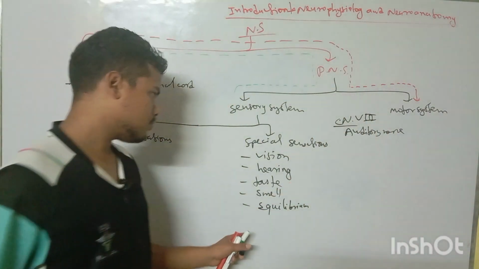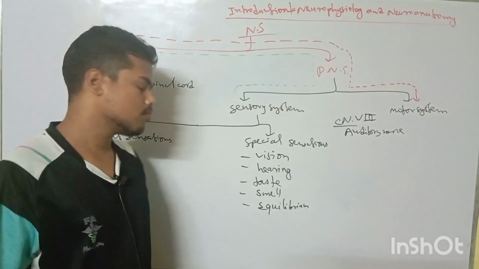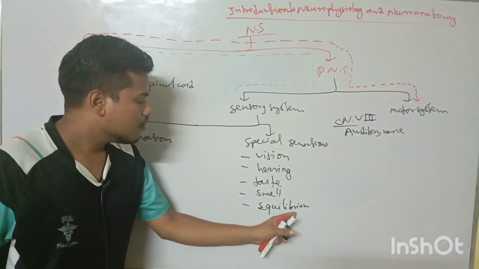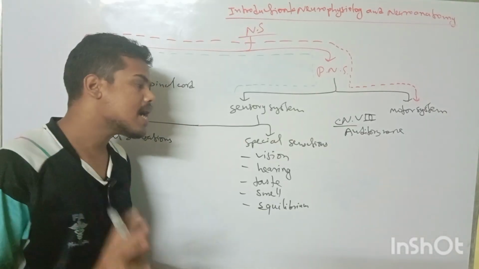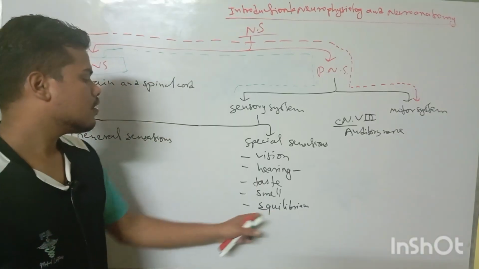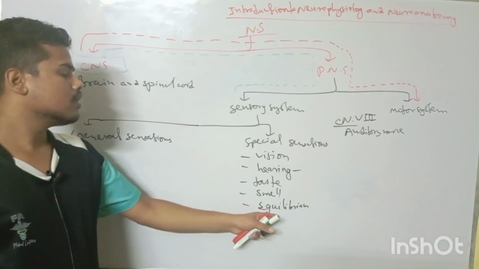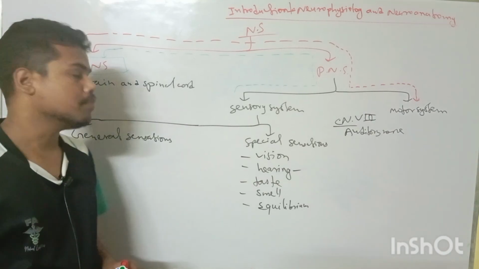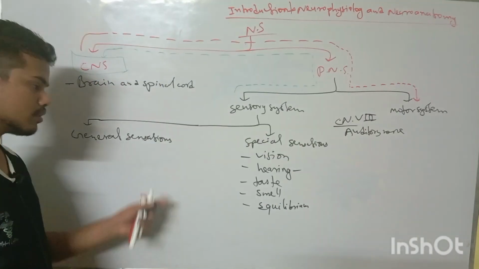So please remember its name, vestibulocochlear nerve. It means there are two parts, the vestibular part and the cochlear part. The cochlear part especially carries the hearing sensations, and the vestibular part, the vestibular apparatus, will carry the sense of equilibrium. So these all are the special sensations.